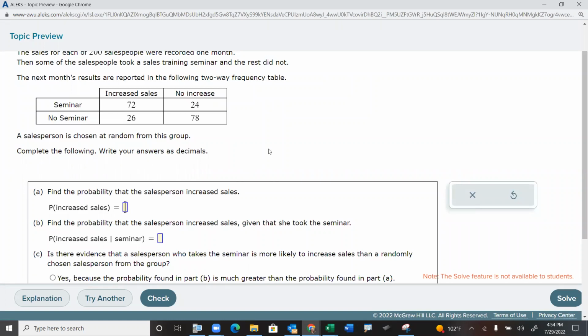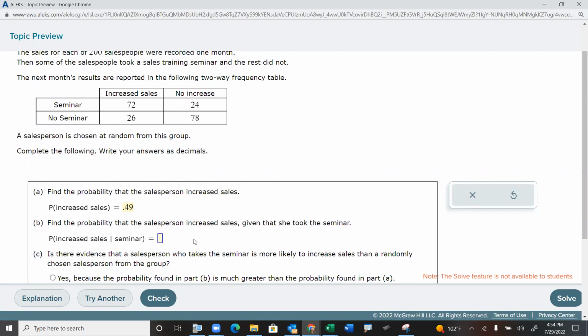Find the probability that the salesperson increased sales. Well, there are 98 people who increased sales out of 200. 98 divided by 200 is going to be 0.49, 49%. So about half the people increased their sales. Now, some of them went to the seminar and some did not.